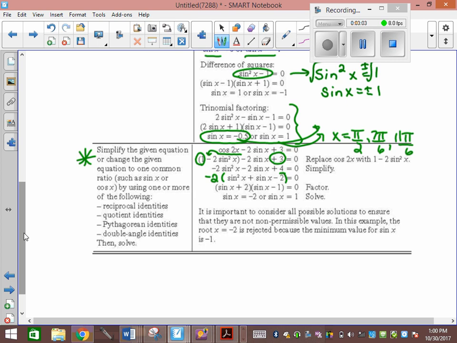Then you could factor that normally. So you'd have your sine squared x plus sine x minus 2. And we're back to exactly the way we solved in the previous question. So we'd factor that, and we get sine x plus 2, sine x minus 1. We get sine x equals negative 2, and sine x equals 1.